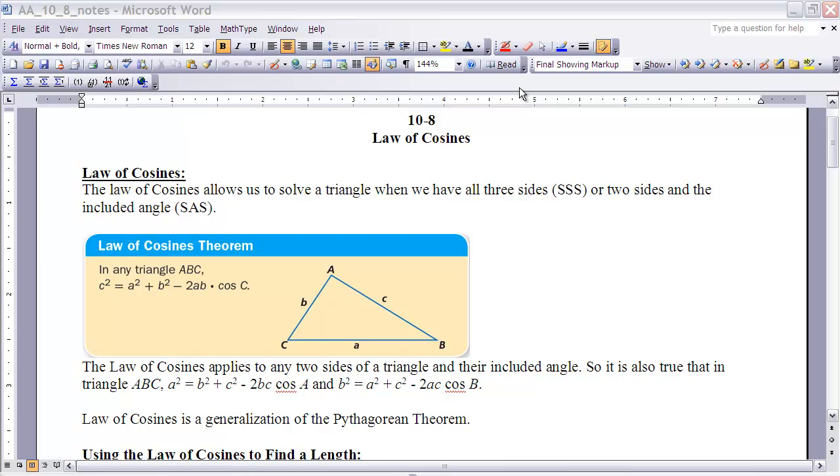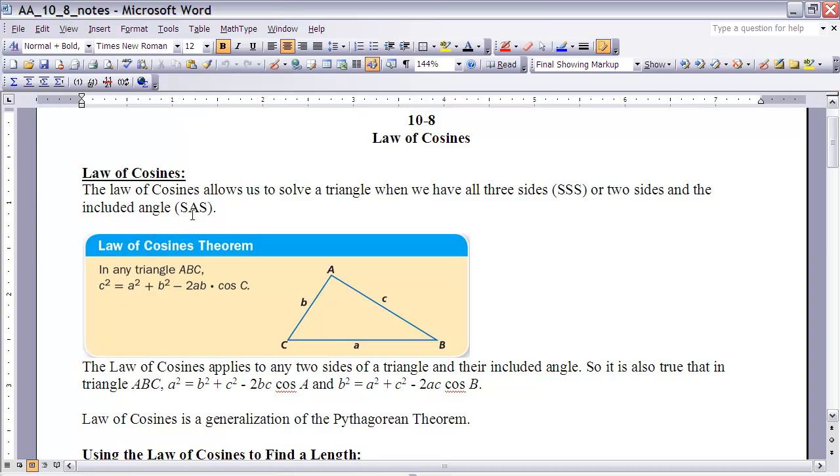Today we're going to look at law of cosines, which is a similar idea. It's a little bit more complex formula, but it's similar in that it allows us to complete triangles. And the situations in which we're going to use the law of cosines is when we have a side-side-side situation, like right here, or a side-angle-side situation, like we have right here.